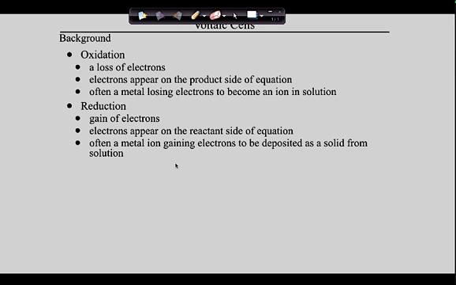Then guys, reduction is the gaining of electrons. Here, as we see on our reduction potential chart, the electrons are on the reactant side because they're being gained. And relative to batteries, what you're going to see is metal ions that are in solution. Remember, ions are in solution. Ions in solution gaining electrons and being deposited as solid neutral atoms. So guys, let me show you what I'm talking about.